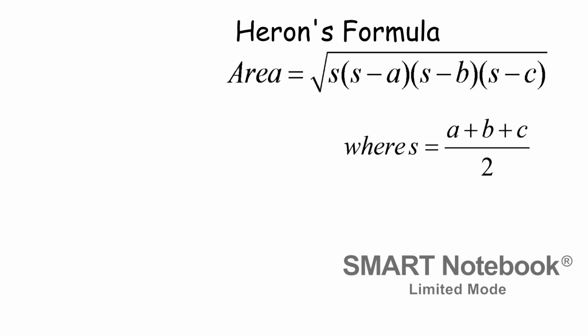Area equals the square root of S times S minus A times S minus B times S minus C. Well, that's really gross, and we don't even know what S is. Well, S is going to equal A plus B plus C over 2.